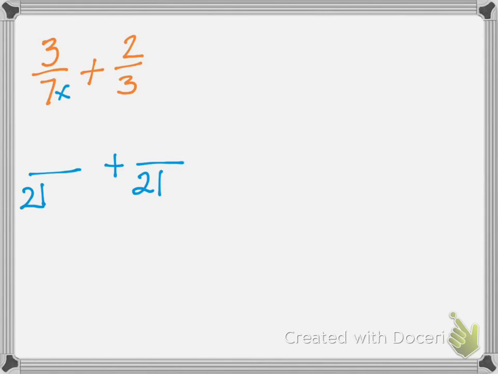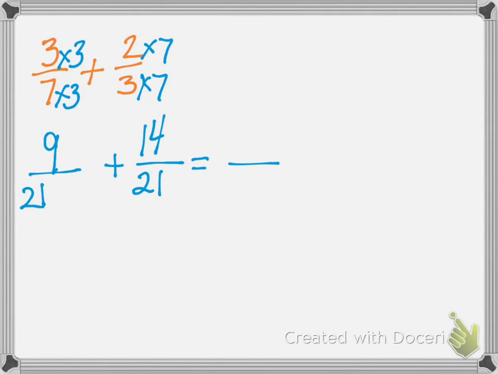7 times what is 21? 7 times 3, whatever you do to the bottom, you do to the top. 3 times what is 21? 3 times 7, whatever you do to the bottom, you do to the top, we get 14. All right, now we can add our numerators. 14 plus 9 is 23.